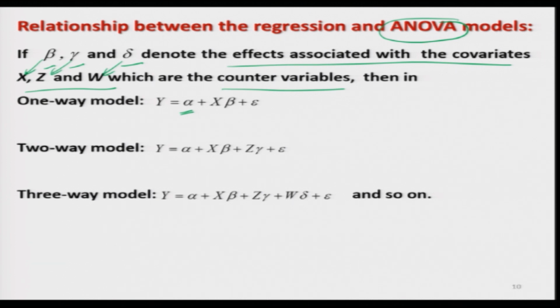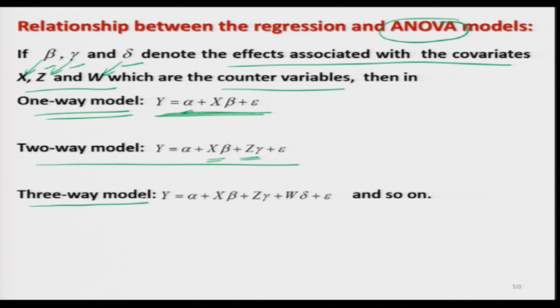Right. So, when we consider the one-way analysis of variance, we have to consider the one-way model, which will be y is equal to alpha plus x beta plus epsilon. When we consider the two-way model, it is going to be y is equal to x beta plus z gamma plus epsilon. You can see that, as we added x beta, similarly we have added z into gamma. And similarly, for the three-way model we have three variables x, z and w, and the three-way model can be written as y is equal to alpha plus x beta plus z gamma plus w delta plus epsilon. So, you can see that in the one-way model there is only one independent variable, in the two-way model there are two independent variables, and in the three-way model there are three independent variables.